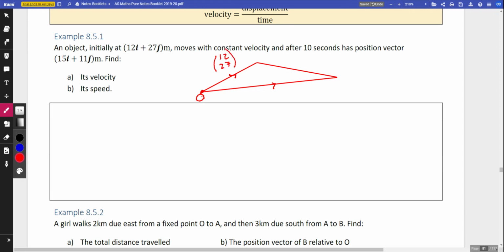And then we have another position vector. So we're moving with constant velocity. 10 seconds later, we have position vector 15i plus 11j. So that's what our diagram looks like. And in terms of our motion, we started here. So that was at t is equal to 0. And then we travelled in that direction to finish here at t is equal to 10 seconds. So, and then that's our positions relative to the origin.